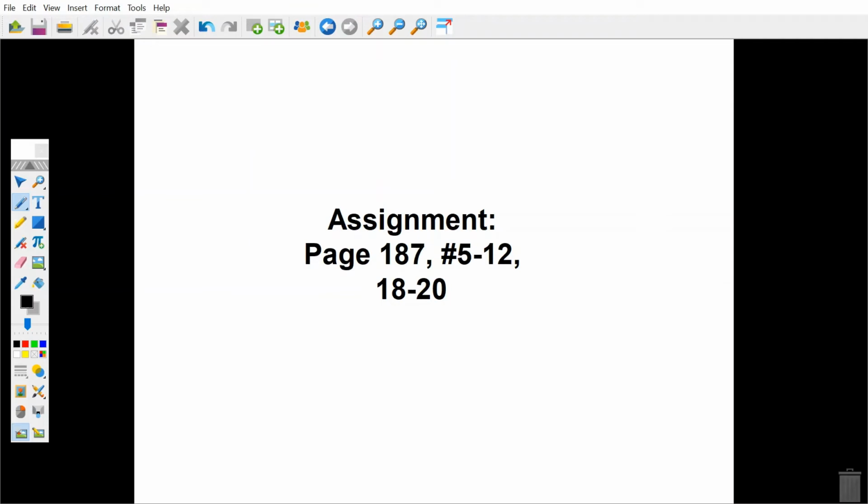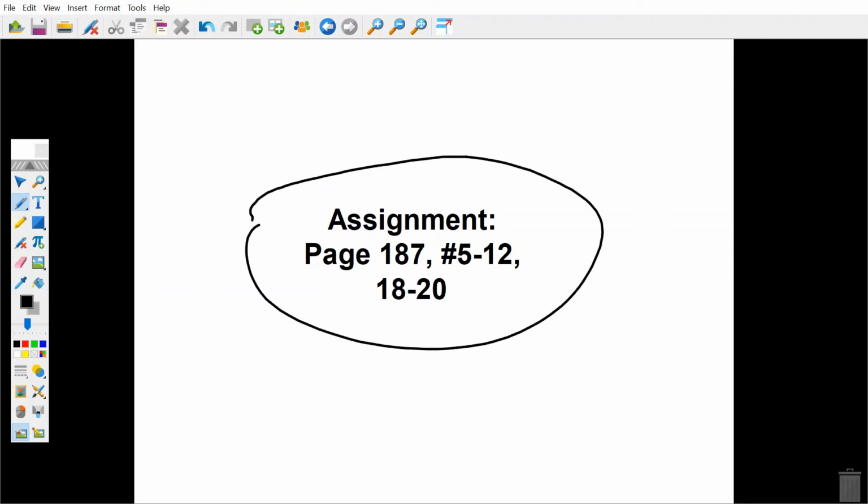That is the end of today's lesson. Here are the questions that are assigned to you, page 187, numbers 5 to 12, and numbers 18 to 20.